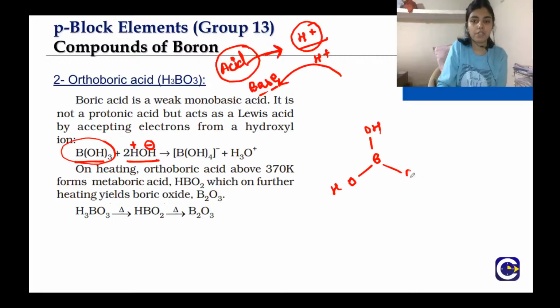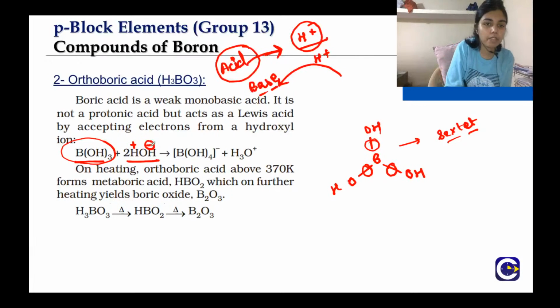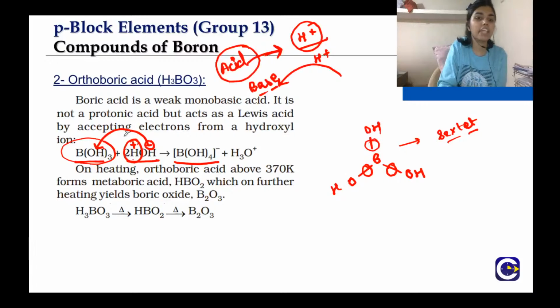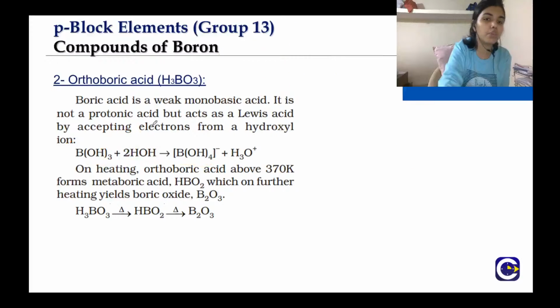6 electrons. Here you can see that boron is completing only its sextet, right? It is not completing its octet. So it is electron deficient in nature. Now because it is electron deficient in nature, it accepts OH minus and forms what? B(OH)4 negative, right? And you are left with what? H plus here. So indirectly it is giving H plus in the solution by accepting OH minus. That is why orthoboric acid is acidic in nature, right?